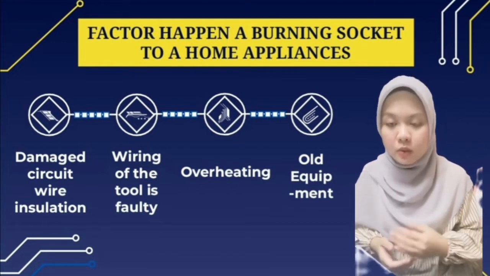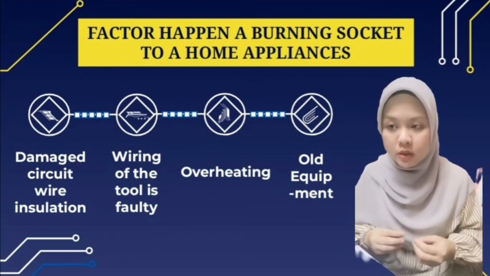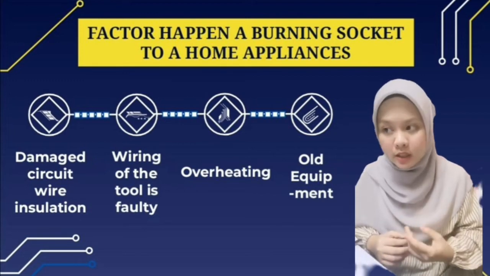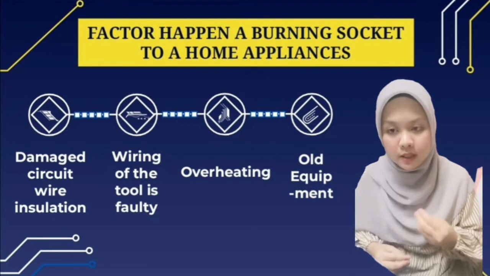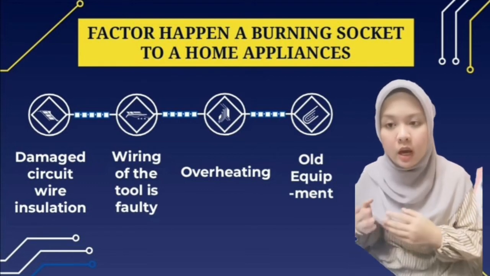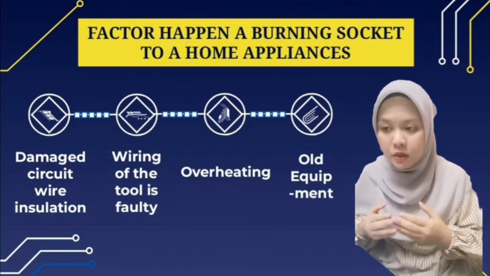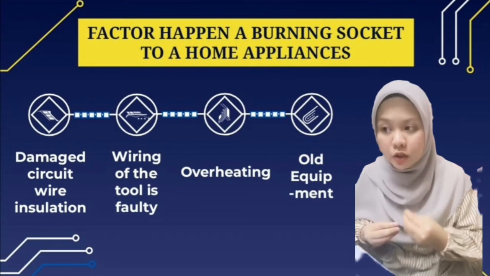Firstly, damaged circuit wiring insulation. Damaged or old circuit wiring insulation can cause a current to the neutral wires, producing an electrical surge. Damaged circuit wiring insulation can be negatively affected in two parts: first, hot and live, and second, neutral and earth. Damage to the circuit wiring insulation can cause the socket to burn out and a short circuit.